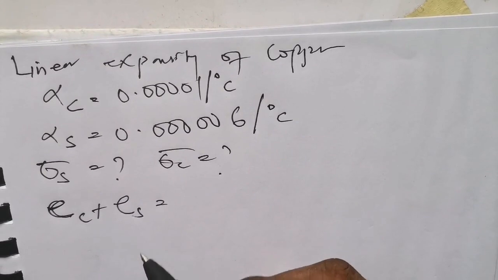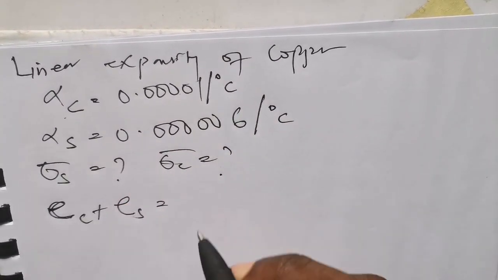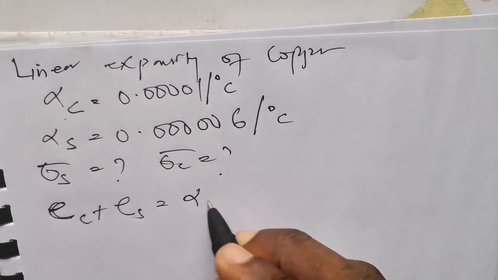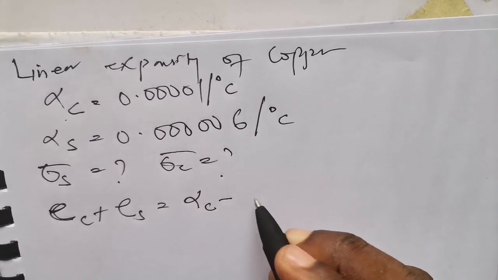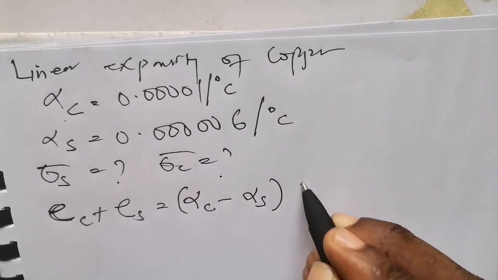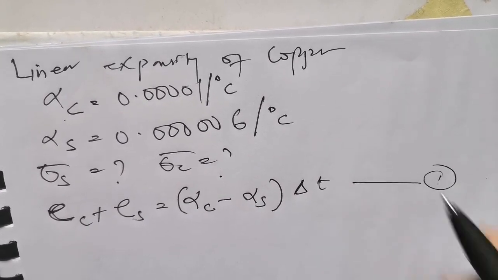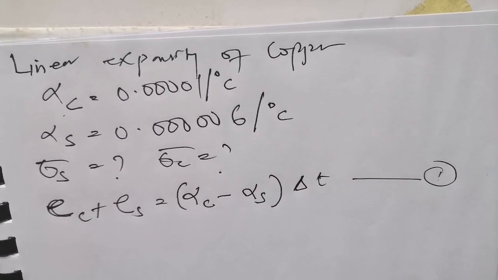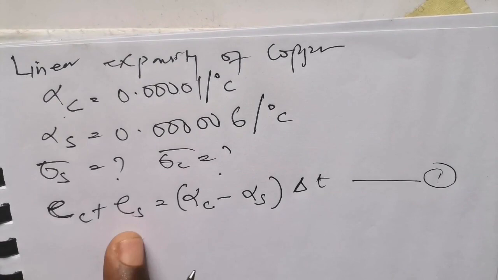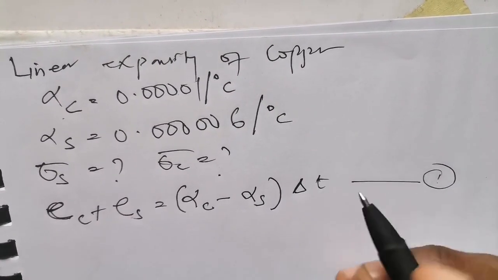The higher linear expansivity on comparison is that of copper. So this simply means linear expansivity of copper minus the lower linear expansivity, which is that of steel, multiplied by the change in temperature. This is our first equation. Whenever you want to solve any problem in temperature stress, the sum of the strains is equal to the change in thermal expansivity multiplied by the change in temperature.